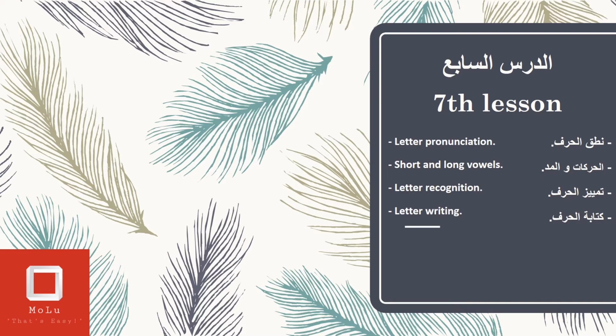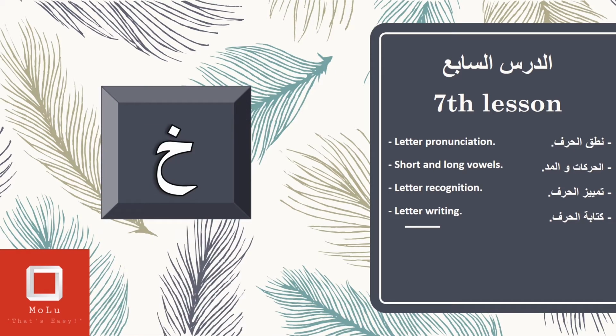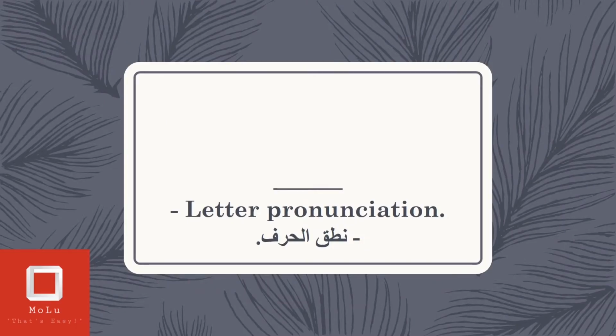Hello guys, this is the 7th lesson for the Arabic alphabet. The 7th letter is Kha'a. In this lesson you will learn how to pronounce the letter and how to pronounce the letter with the short and long vowels and how to recognize the letter in a word and how to write the letter correctly. Arabic letters can be hard to pronounce, but after learning these tricks you will be able to pronounce Kha'a perfectly.